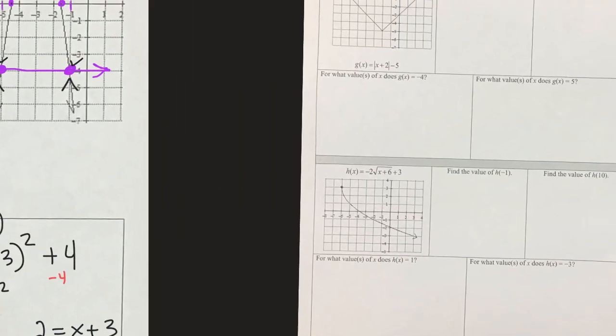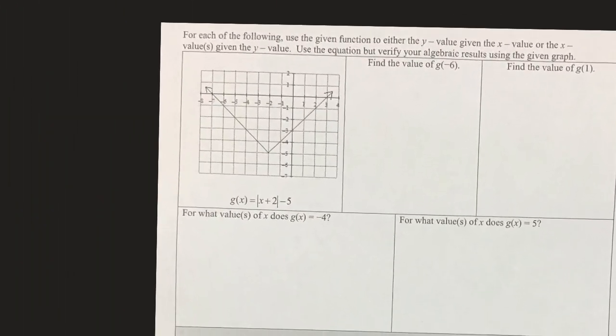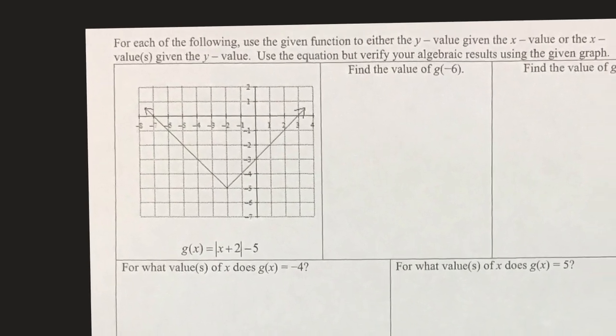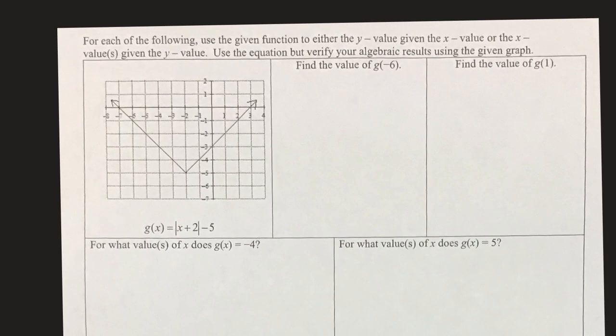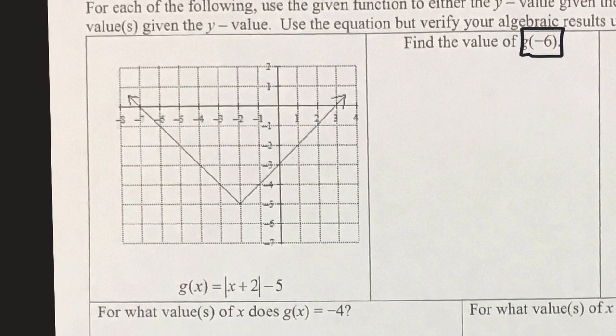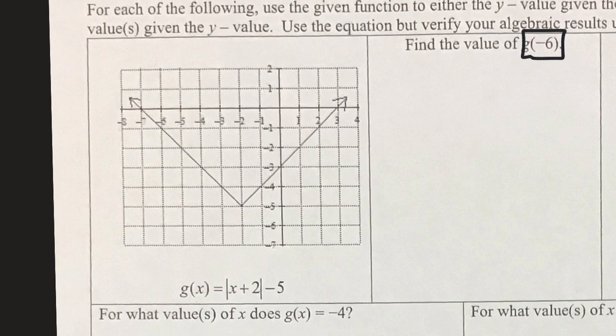Okay, let's look at our last page and see what this says. Oh, now we're changing up our function. Now we have an absolute value function. So let's just use our graph to do this. We want to find the value of g of negative 6. So what is the y value when x is negative 6? It looks like that point is right here. So we're going to write that g of negative 6 equals negative 1. Right? That's the y value right there.